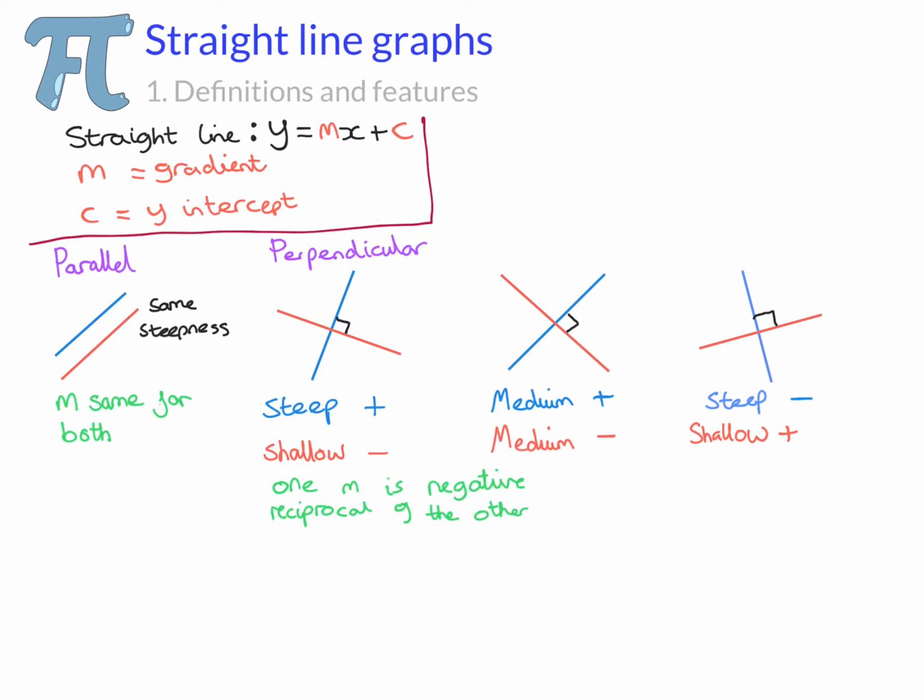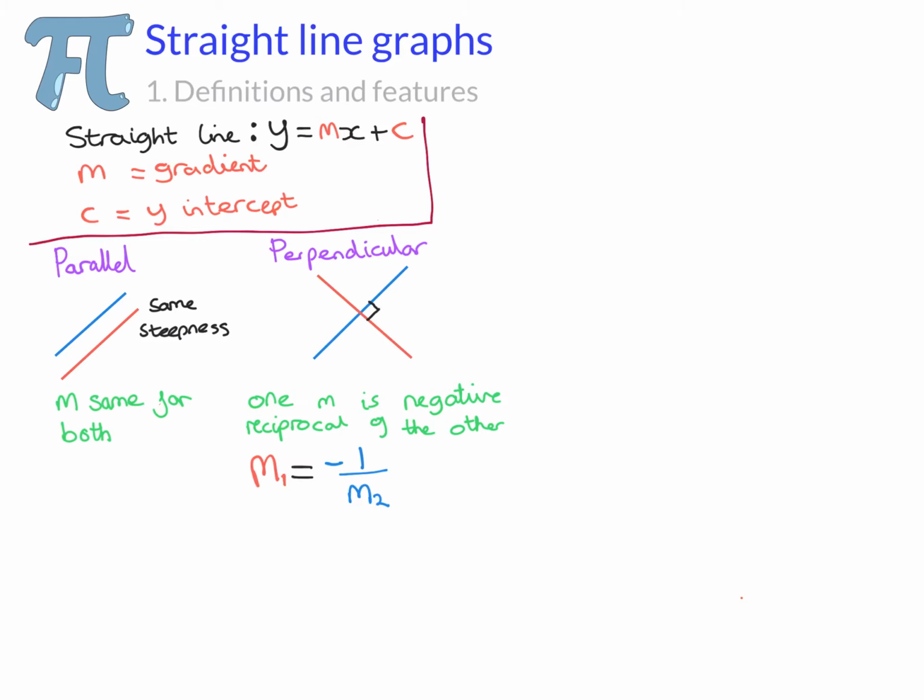The answer is that the gradient of one is the negative reciprocal of the other. This means that you must take 1 over the gradient of the first line and then make it negative. Take some time to convince yourself that this satisfies the relationships that we found. So for two lines to be parallel, they must have the same value of m, and for two to be perpendicular, their m values must be the negative reciprocal of each other's.